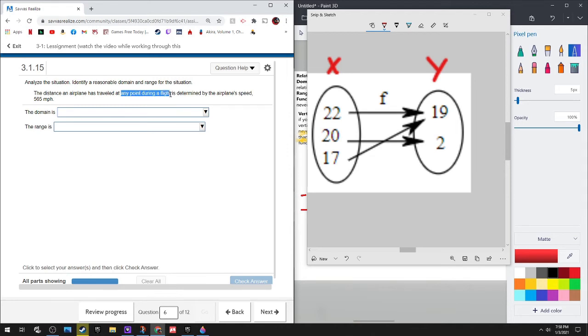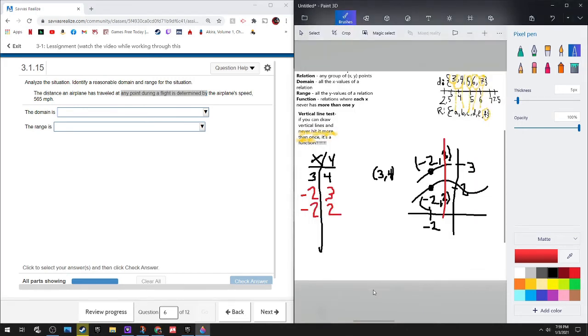The input would be any point during the flight. So that's going to be something talking about time, right? If we were going to write some kind of equation for this, one that we commonly see is distance is equal to rate times time, right? So we would say distance is a function of time, and rate is constant here.